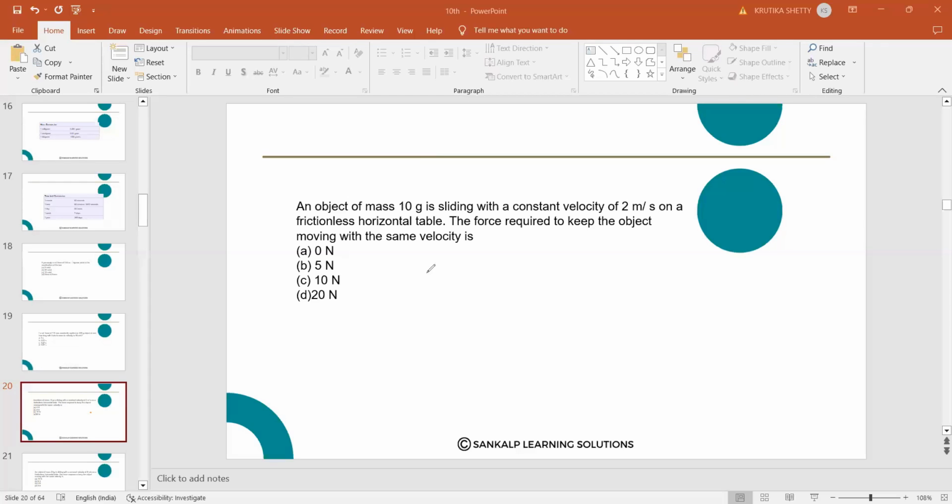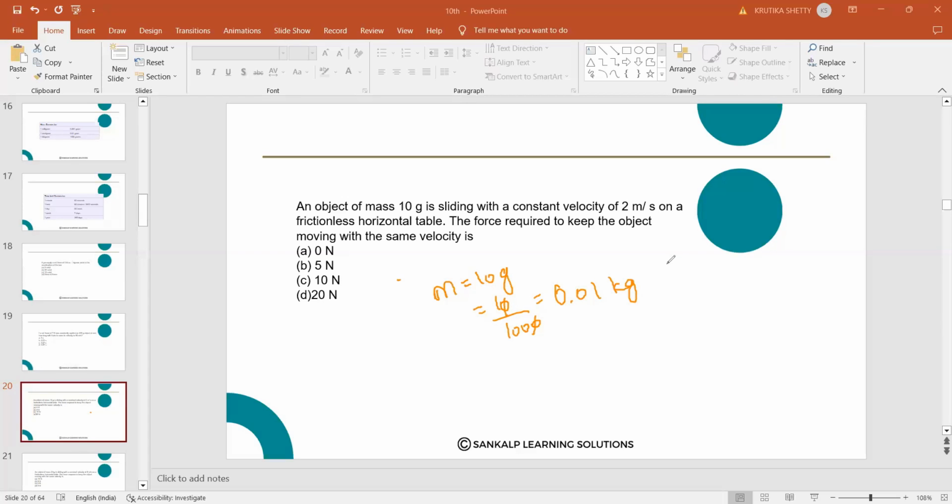Okay, so here again the mass is given. The mass is given as 10 gram. We need to convert it in terms of kg. So this is 10 divided by 1000. It will be 0.01 kg. This is 0.01 kg. Yes.